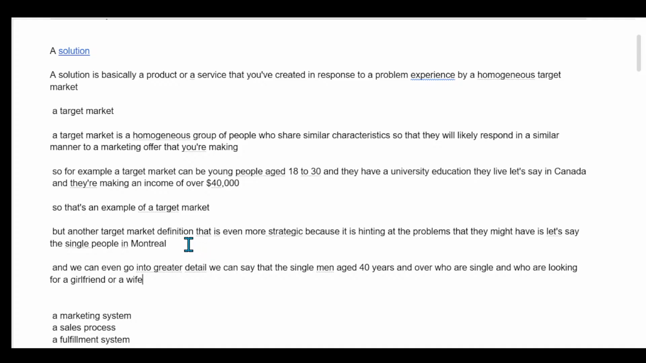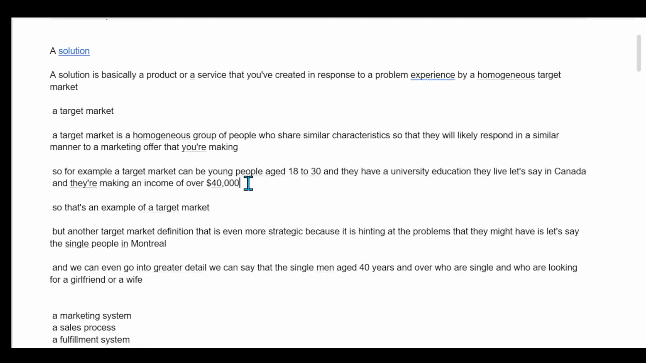But when we define the target market as young people aged 18 to 30 with a university education, who live in Canada and make over $40,000, it's not clear exactly what the problem is, right? So it's important to describe the challenge or the problem that your target market is having.